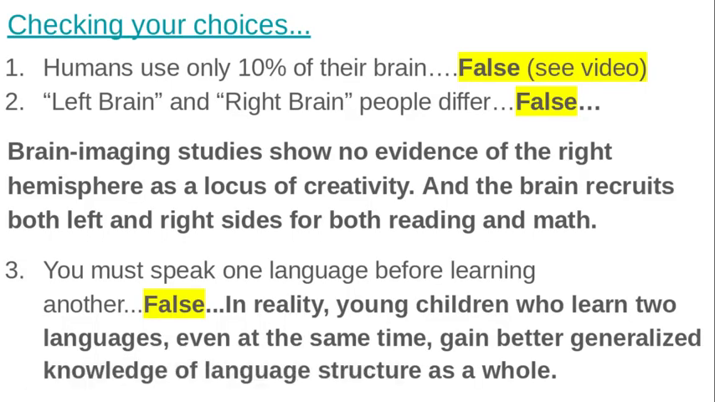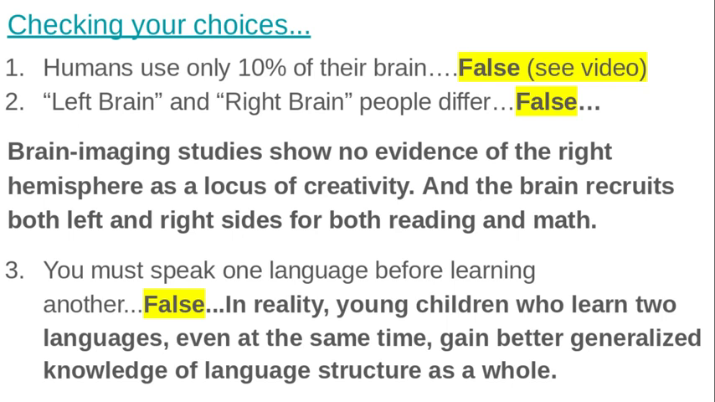So, the answer to that first one, false. Humans use only 10% of their brain, not true. The second one, false also. The left and right brain, people differ. This is not true, and there's nothing that supports that other than the fact that we use both parts and both sides of our brain.